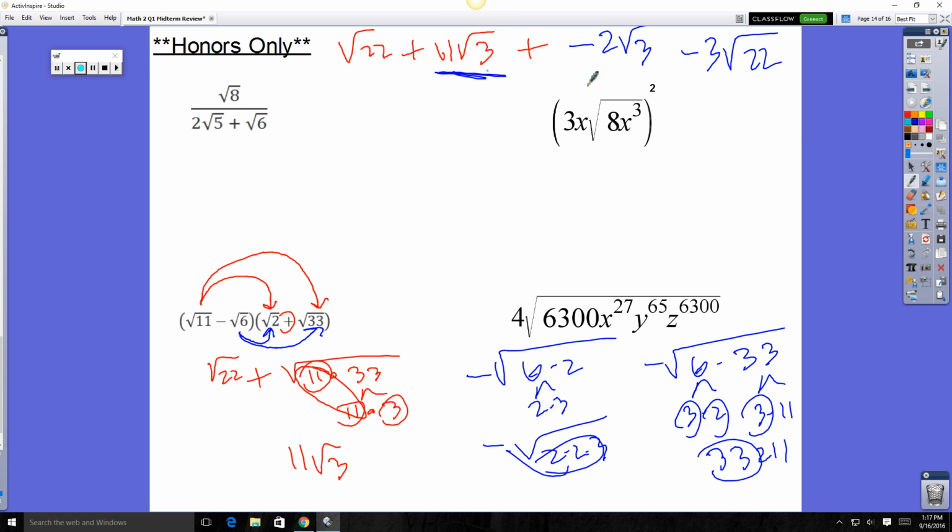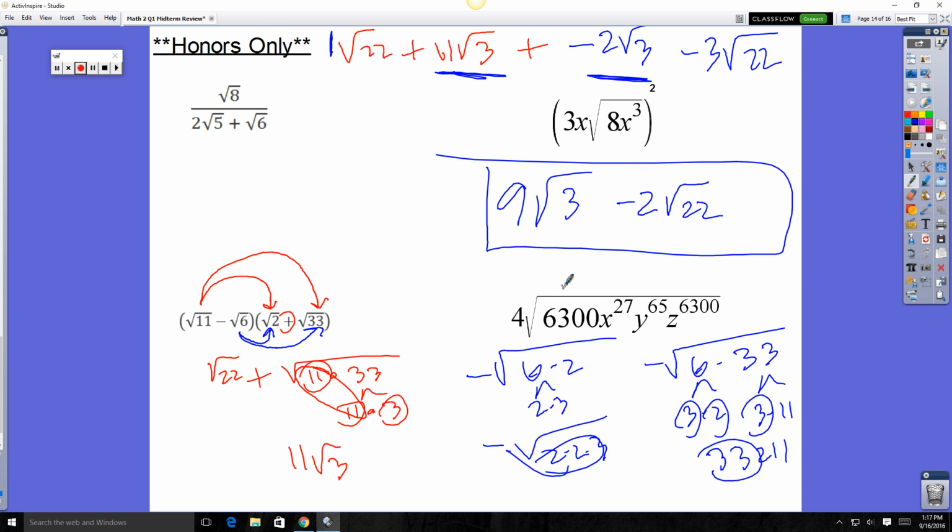Now, these and these are like terms. So if I've got 11 square roots of 3 minus 2 square roots of 3, my total is 9 square roots of 3. And I got 1 square root of 22 minus 3 square roots of 22. That is a minus 2 square roots of 22. And that's as far as you can go. 2 terms. Square roots of 3 and square roots of 22.